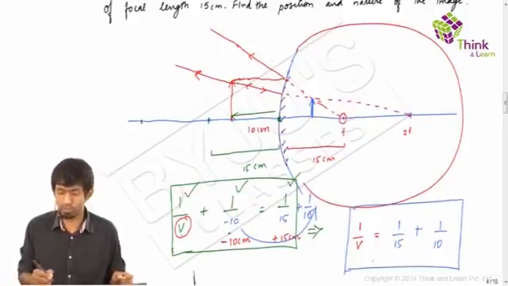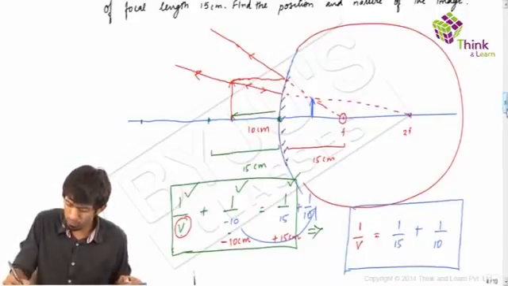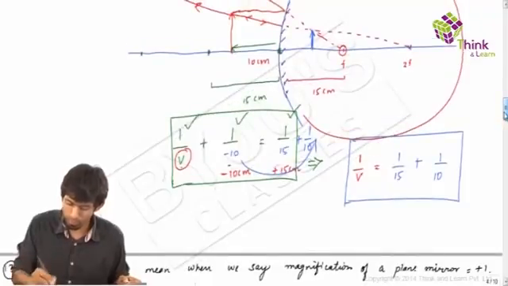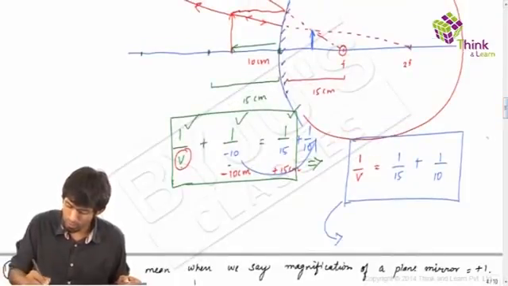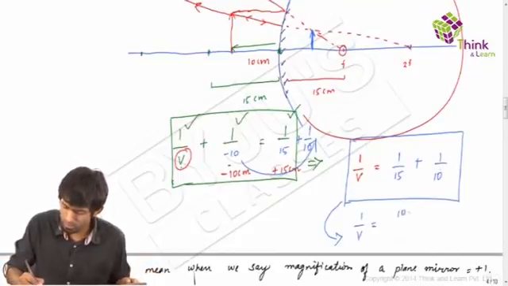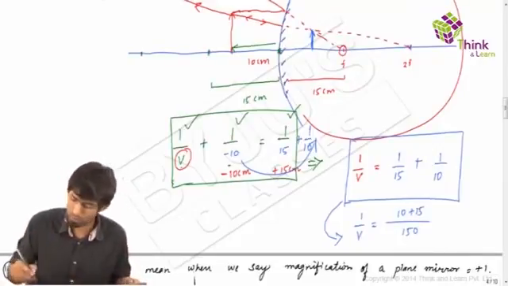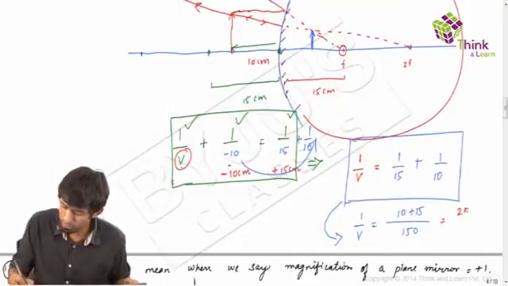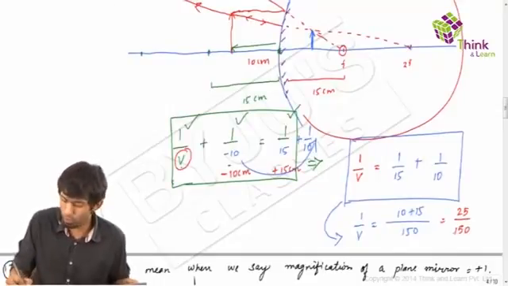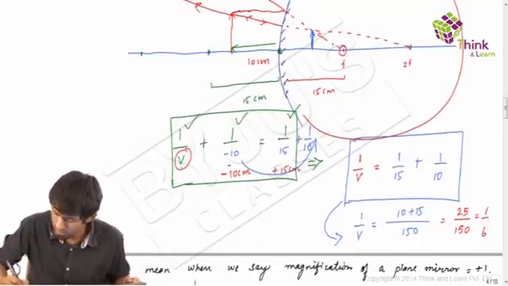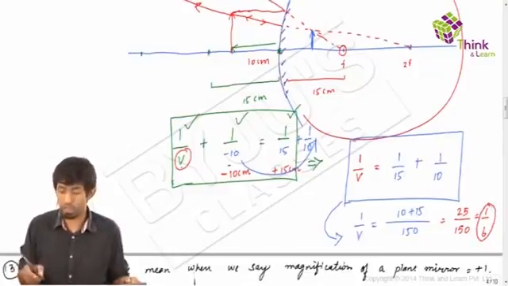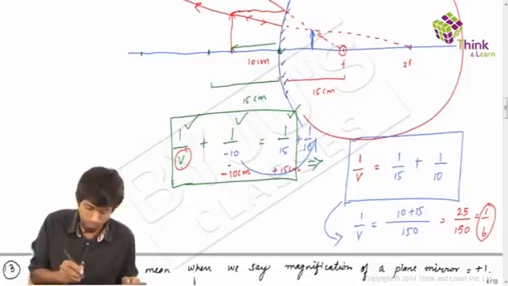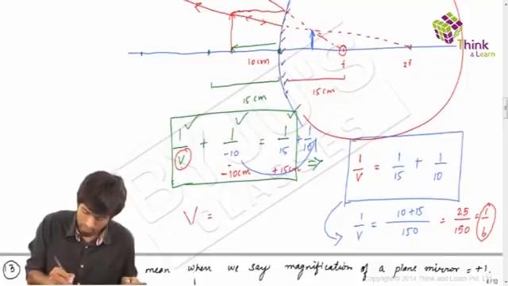Now this becomes a very easy problem to solve. 1 by 15 plus 1 by 10. Now what is that going to be? 1 by V equals, we'll cross multiply, 10 plus 15 divided by 150. Now this is like the worst way of doing it, but let's do it this way. That is 25 by 150 or 1 by 6. Right, 25 by 150 is 1 by 6. So 1 by V is 1 by 6. And look at it, there is no negative sign there, it's positive. So therefore V is going to be 6 centimeters.